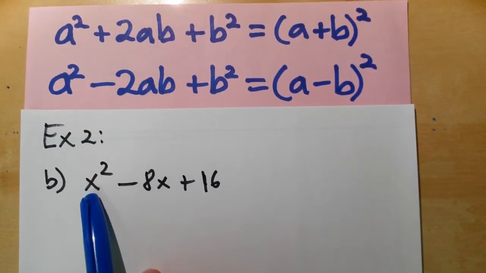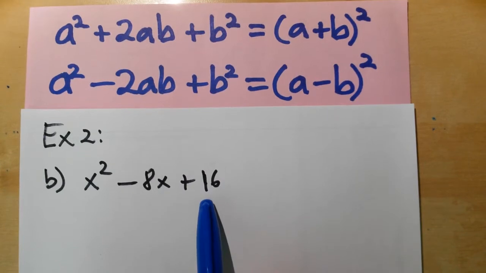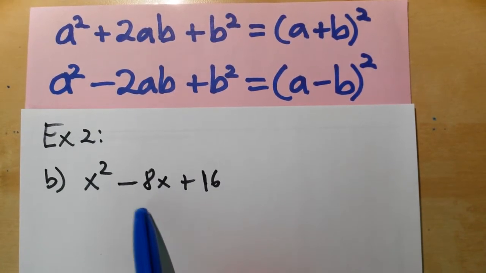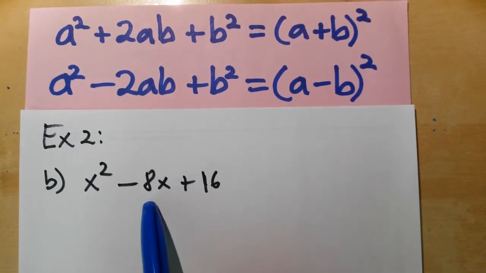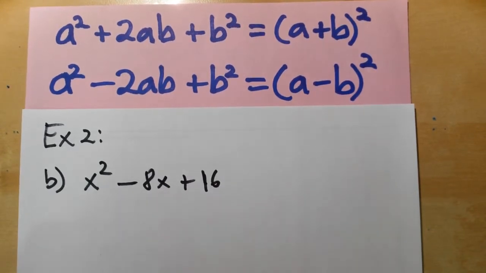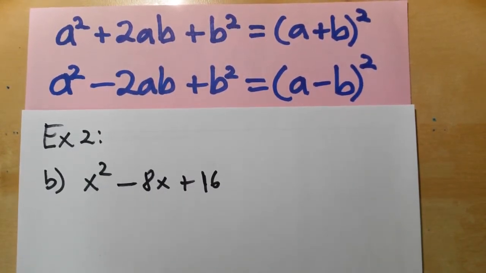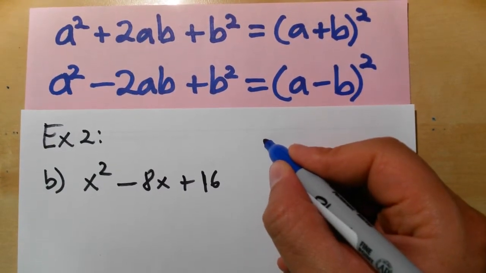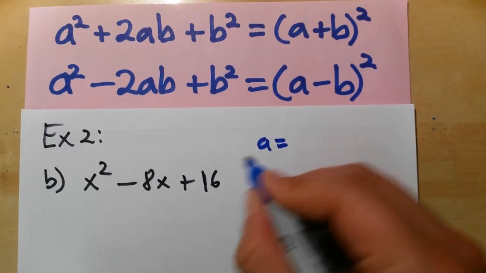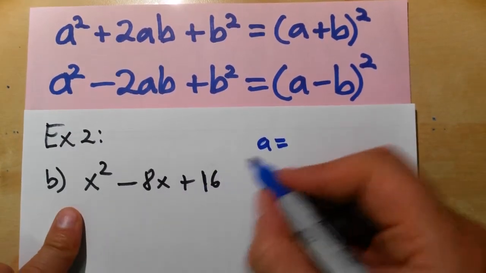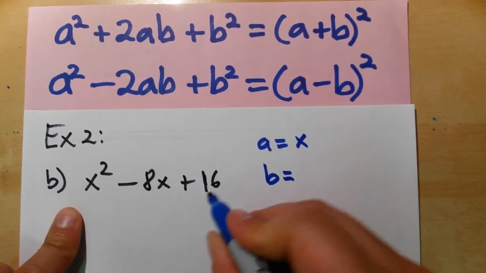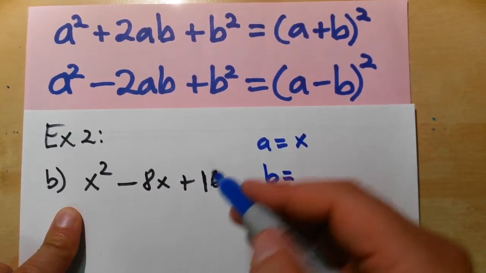Well, this looks like a perfect square, and this looks like a perfect square. So this could be a perfect square. The middle term is key to this. The middle term is the one that will reveal whether this is a perfect square trinomial or not. So let's collect our data here. Let's do some investigation, right? A is equal to, well, if this is x squared, then a would be x. B would be what? Well, b squared is 16, right?